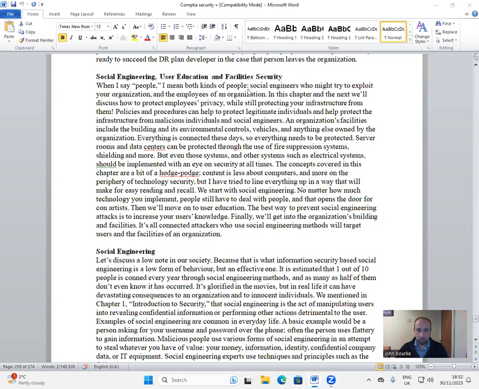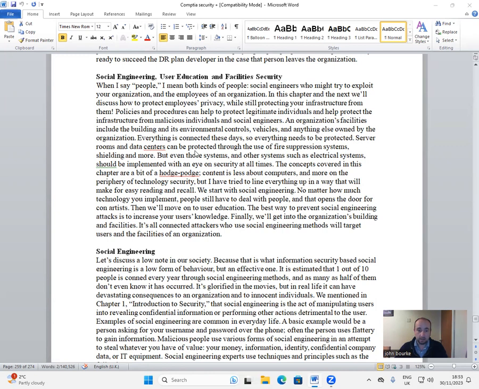When I say people, I mean both kinds of people: social engineers who might try to exploit your organization, and the employees of an organization. In this chapter and the next, we'll discuss how to protect employees' privacy while still protecting your infrastructure from them. Policies and procedures can help protect legitimate individuals and help protect the infrastructure from malicious individuals and social engineers. An organization's facilities include the building and its environmental controls, vehicles, and anything else owned by the organization. Everything is connected these days, so everything needs to be protected.